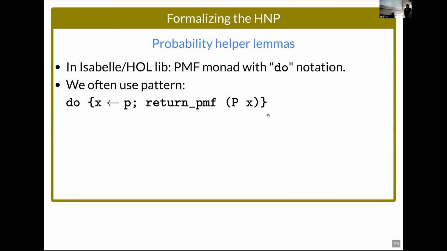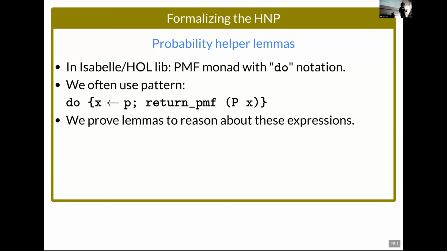And in general, not just in the definition of this game, but in our proofs, we often use this pattern: do sample x from some probability distribution p, and then check some condition capital P of x. So sample some x and then check something about x. And we found that it was actually a little bit difficult to reason about inequalities using this expression. So we had to prove some probabilistic lemmas for these expressions.